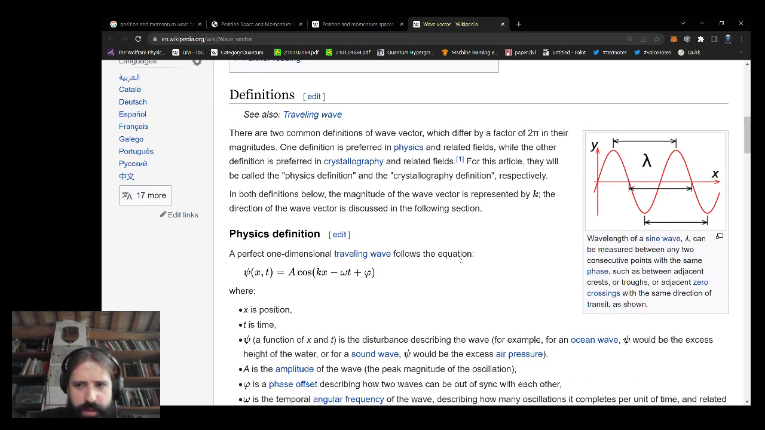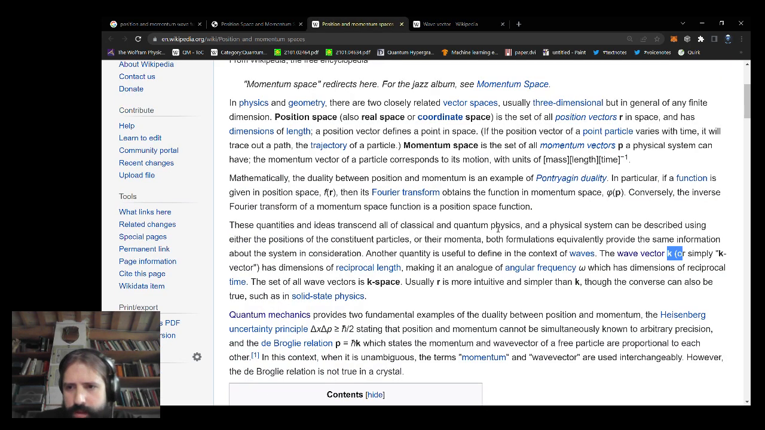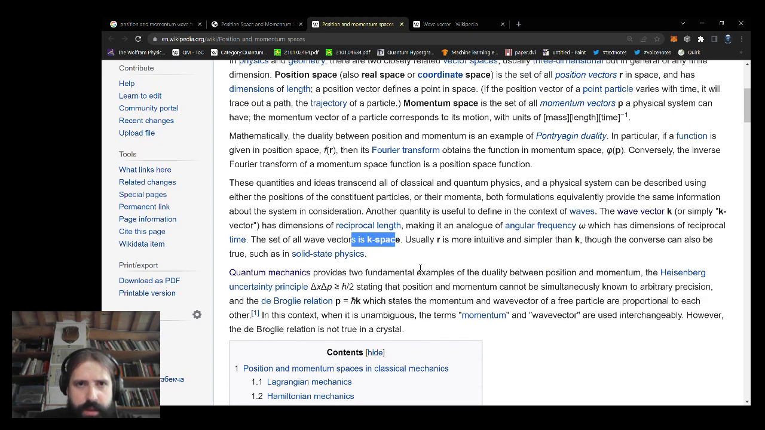So this is just a way to define a wave with a vector, and then this has to do with this k-space thing here. Yeah. Okay.